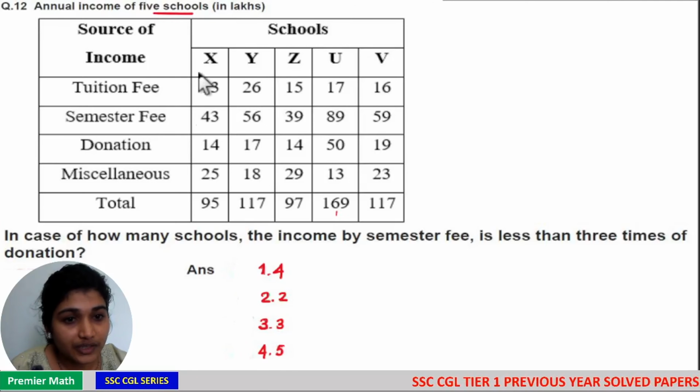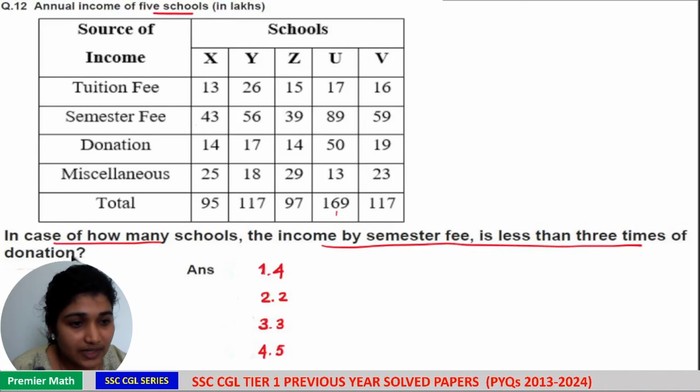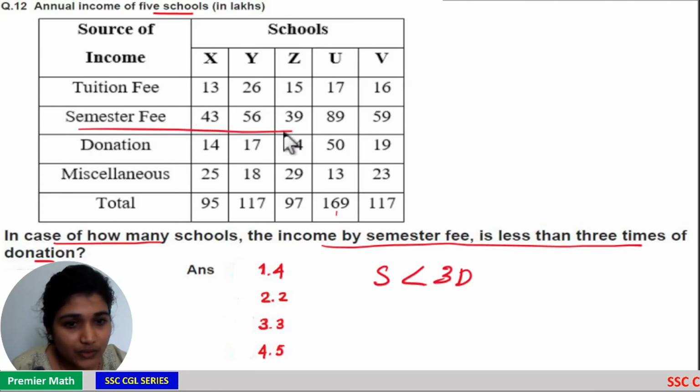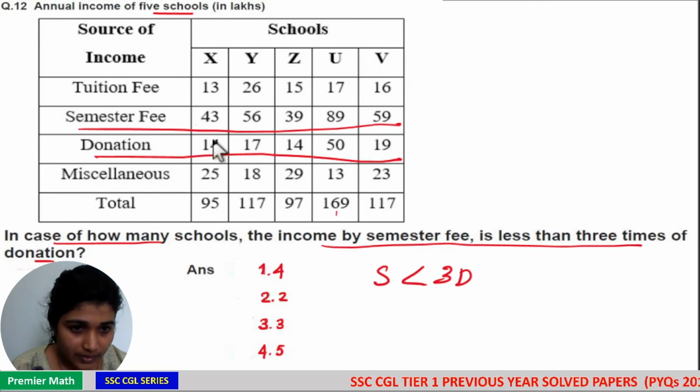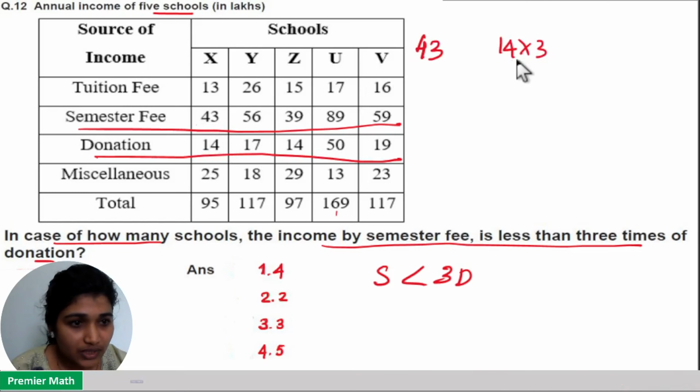Annual income of 5 schools is given. In case of how many schools is income by semester fee less than 3 times donation? So our condition is semester fees should be less than 3 times the donation. So these are semester fees and these are donation. Now check with the first one. Here semester fees is 43 and donation is 14. So 14 into 3 is 42, which is less than 43. So this is not our answer.